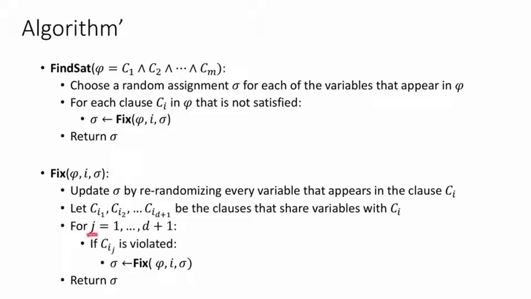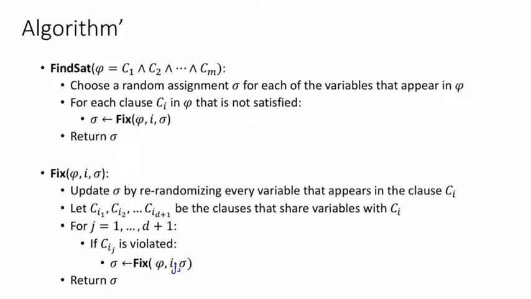Now, for j equals 1 up to d+1, if the clause c_{i_j} is violated, I'm going to recursively call fix on that clause. Sorry, this is a typo. This should be i sub j. That's very important. And I'll use that recursive call to update sigma. Finally, when I'm done fixing all of these clauses, I'm going to return the final assignment sigma that I get.